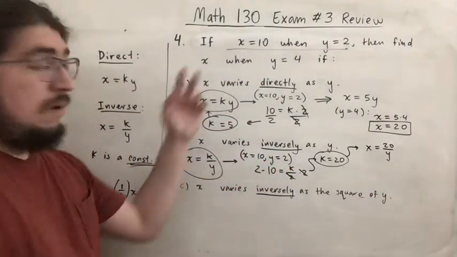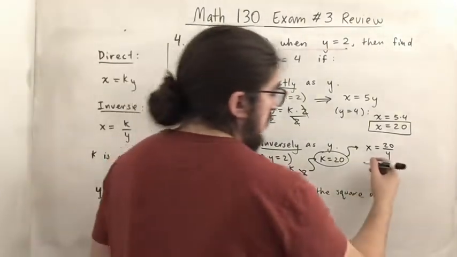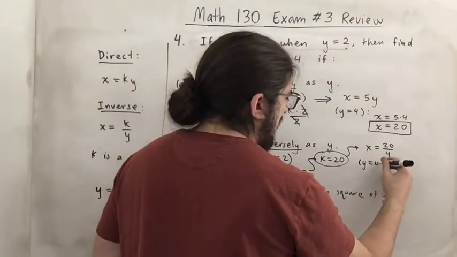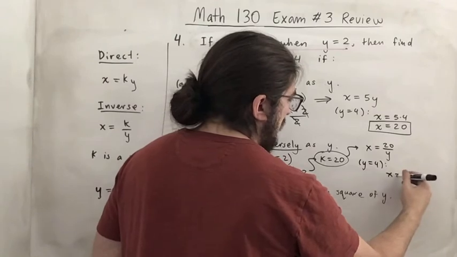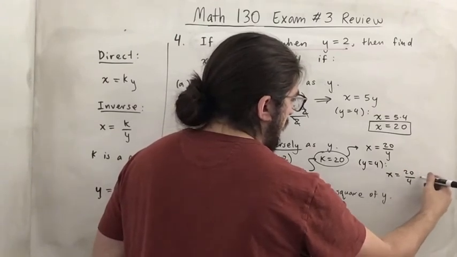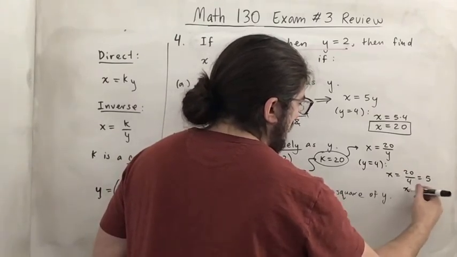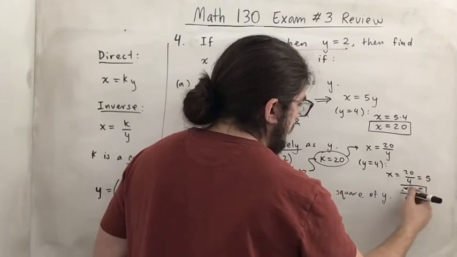Now, when y is 4, what is x? Well, now letting y equal 4, we get that x is equal to 20 over 4, which is 5. So x is 5 when y is 4 here. Perfect.